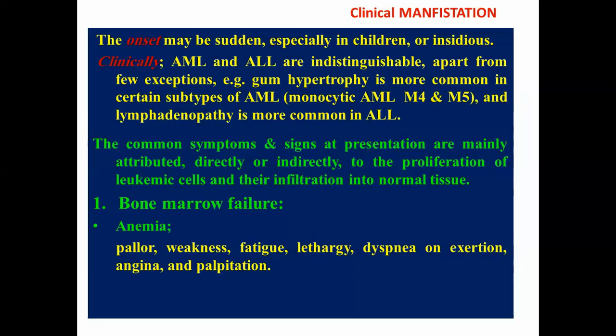or related to the proliferation of leukemic cells and their infiltration into normal tissue, as we mentioned in the definition of acute leukemia. First, the bone marrow failure. This clinical feature is related to bone marrow failure. It is either anemia, first of all, which is a common feature in patients with hematopoietic malignancies in general.